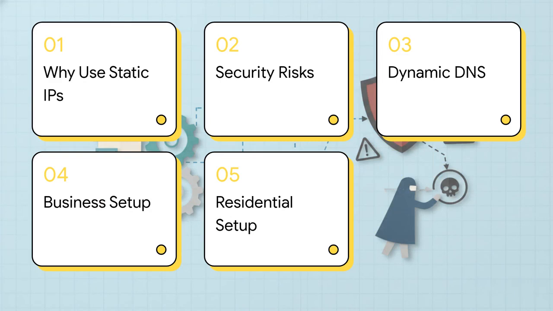Our agenda for today covers 5 key areas. First, why use static IPs? Second, security risks and pitfalls. Third, a dynamic DNS alternative. Fourth, business setup. And finally, residential setup.